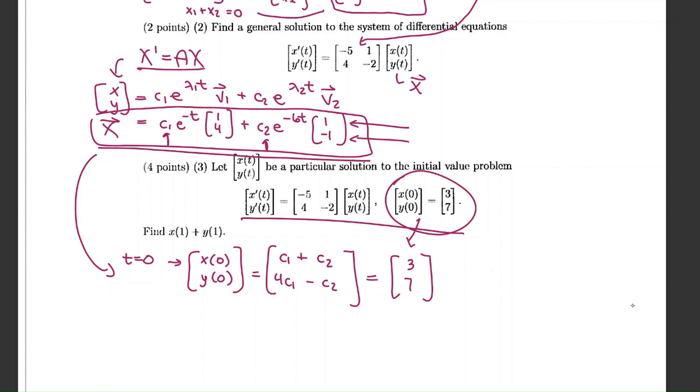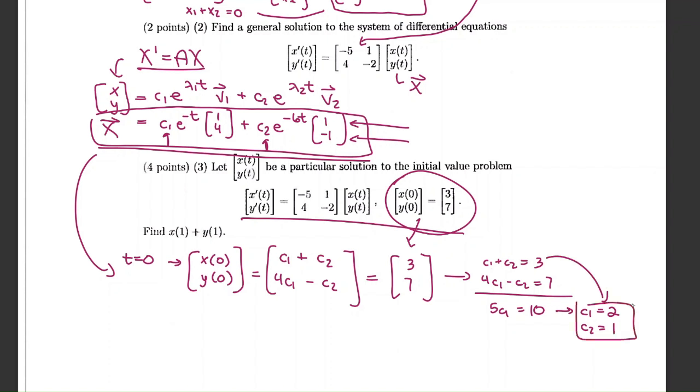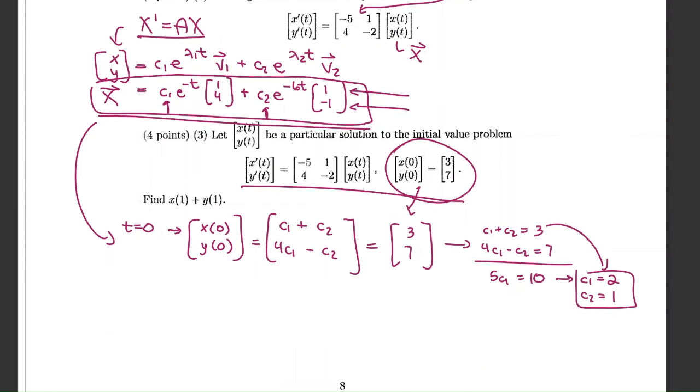So this is a system of equations: c1 plus c2 equals 3, 4c1 minus c2 equals 7. If I add these together, I get 5c1 equals 10. So c1 equals 2, and that means c2 is equal to 1 if I plug it back in here. So this is what our constants are going to be.